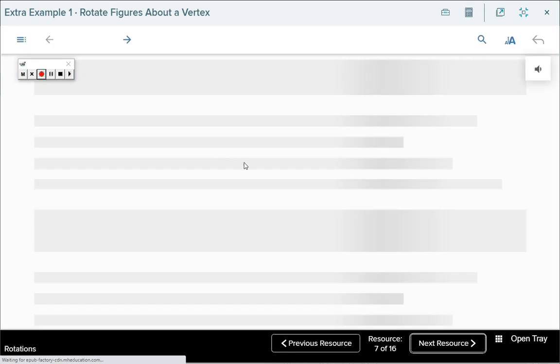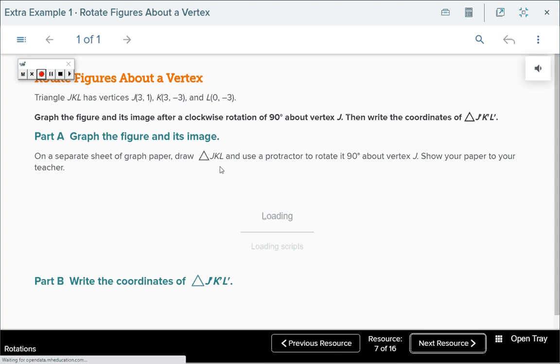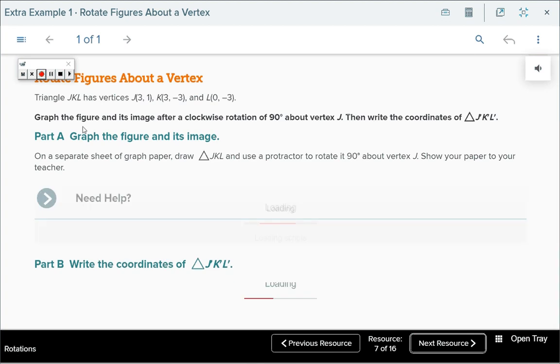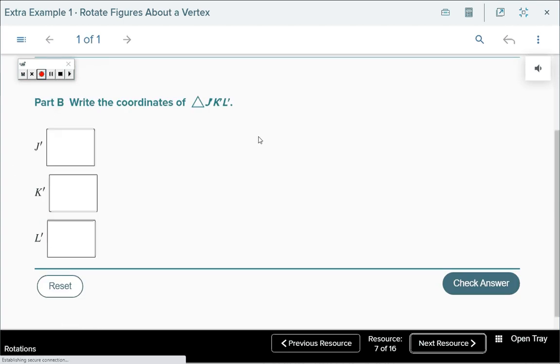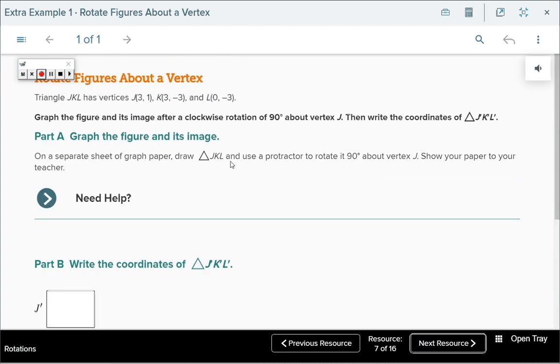Okay, let's try another one here. This one we're going to graph 90 degrees about vertex J. Oh, it wants us to do it on a separate sheet of graph paper. Well, we're not going to do it on graph paper.